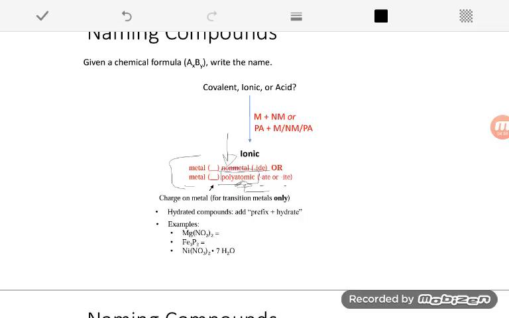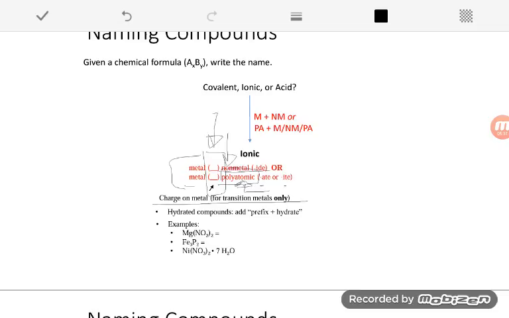One thing that's a little weird, notice this parentheses here. In this parentheses goes the charge on the metal for transition metals. The thing about ionic compounds is we don't use the prefixes to indicate how many of each element are in the compound because we can figure it out based on the charges. So in every case, we have to have a charge-neutral compound. So that means I always have to indicate the charge on the transition metal so I can figure out how my positive and negative ions pair up.